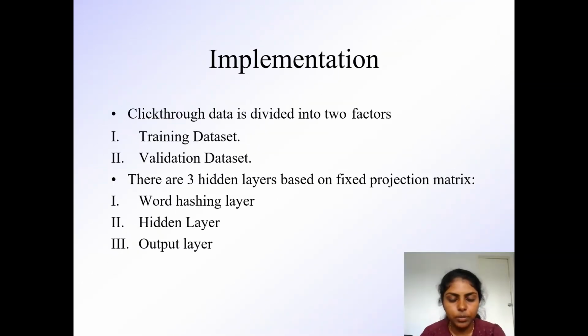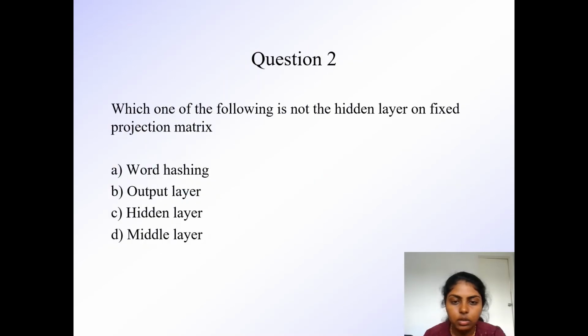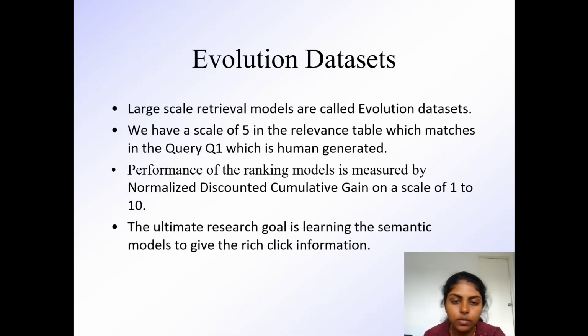Here is how we obtained the implementation. We have used the training dataset and the validation dataset from the click-through data. There are three layers based on the fixed projection matrix: the word hashing layer, the hidden layer, and the output layer. Then, going on to the evaluation datasets, we have used large-scale retrieval models. The performance of ranking models is measured using normalized discounted cumulative gain on the scale of 1 to 10. Our ultimate research goal is to learn semantic models that exploit rich click information.